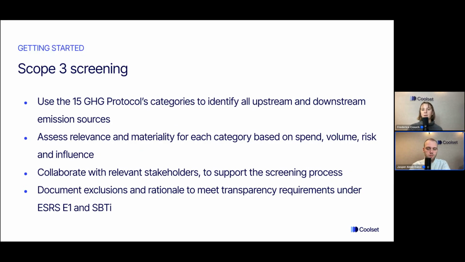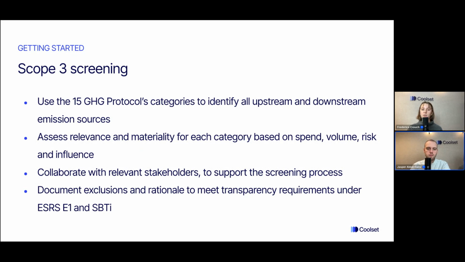So if you're a retail company and you're buying clothes, for example, it's likely you're going to have a lot of emissions in purchased goods and also transport, but maybe fewer emissions in employee commuting if it's all remote workers, for example. Collaborating here with relevant stakeholders to support the screening process is really important. That's both internal but also external suppliers, vendors, and customers, who can be really helpful to get spend-based data, but also activity-based data if that can be accessible.